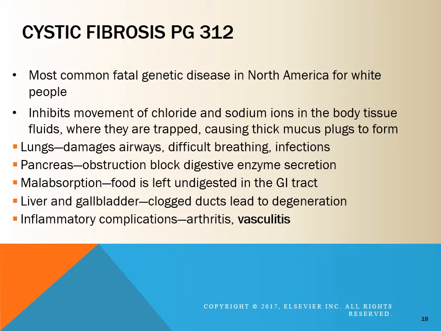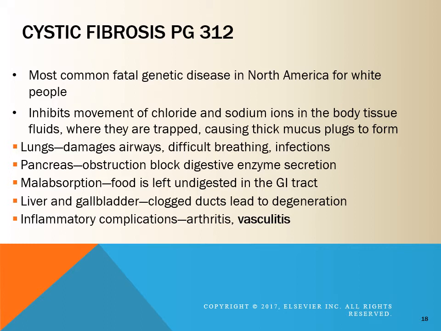Cystic fibrosis is a multi-system disorder. We are going to talk about some of these symptoms. It is the most fatal genetic disease in North America for white people. It inhibits the movement of chloride and sodium ions in the body tissue fluids where they are trapped, causing thick mucus plugs to form. So it can affect the lungs, pancreas, also malabsorption. Remember, we just segued to this from the malabsorption slide that we just saw, as well as the liver and gallbladder.